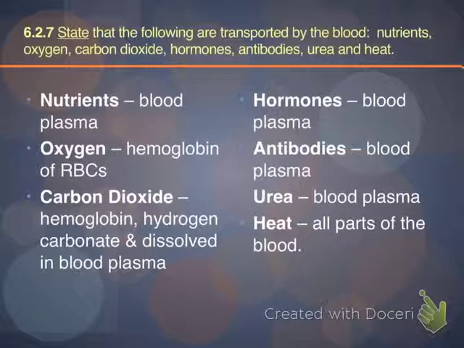And then lastly, heat is transported by the blood. Remember that heat can be dangerous if it builds up too much in a large organism. And so in this case, all parts of the blood are responsible for carrying heat. So heat is going to be absorbed by the plasma, the cells, the platelets, etc. And then as the blood reaches the extremities of the body, heat can be released to the environment.